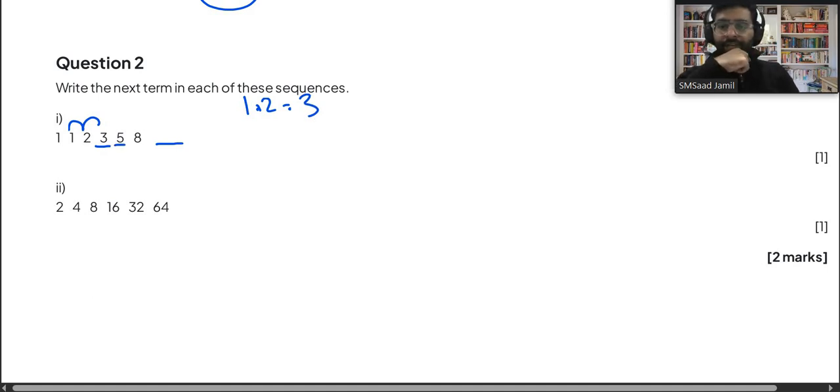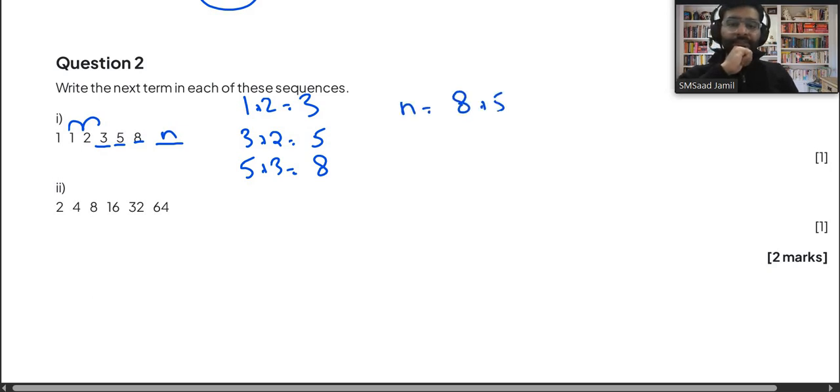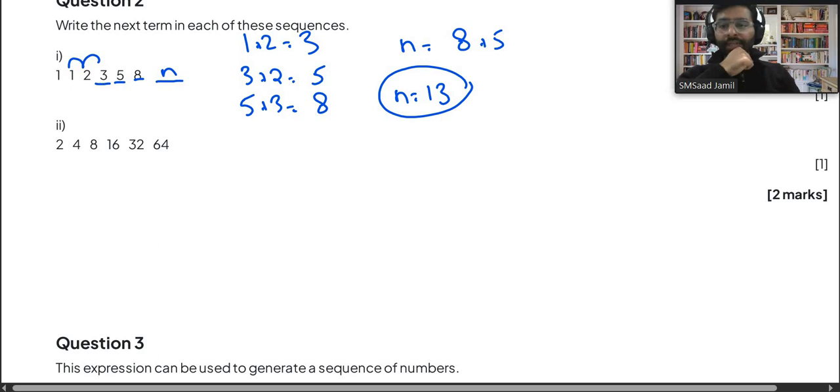Then we have the number 5. 5 is basically the sum of 3 plus 2. That's 5. Then we have the number 8. 8 is basically the sum of the previous two terms, 5 plus 3, that's 8. So in order to find the next term, what will I do? Let's call this term n. So n is going to be 8 plus 5, so n is going to be 13. So in this question, the sequence that we were following is addition or the sum of the previous two terms. Any confusion, guys? No. No. Perfect. Moving on to the next question.